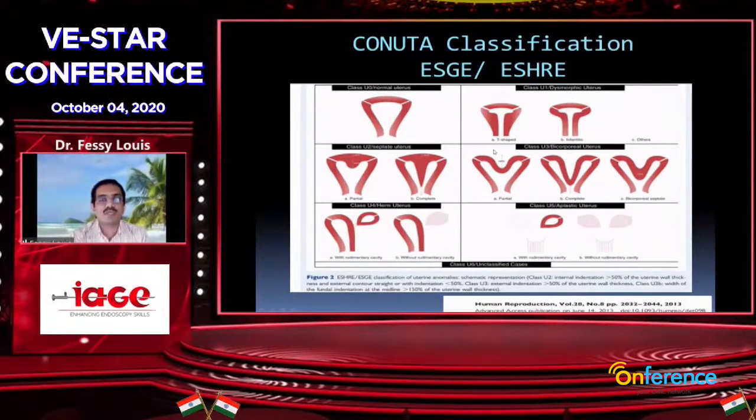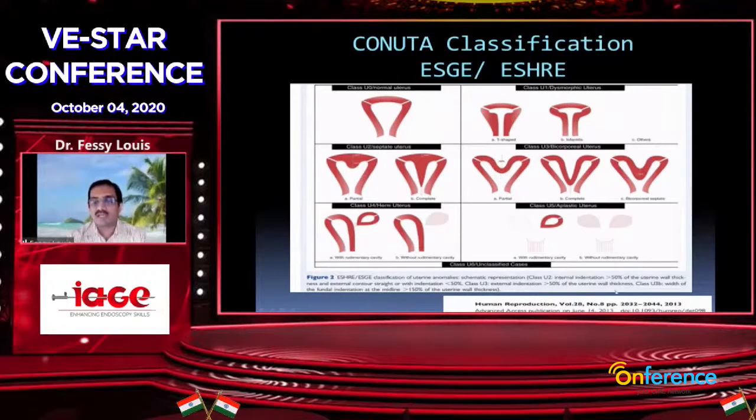So what you have to note is that it is a simple one where it is U0 if it is a normal uterus, U1 if it is T-shaped or infantile type, U2 if it is a septum, and that is U2 if the internal indentation is more than 50% of the uterine wall thickness, with the external contour straight or with an indentation less than 50%. But if the indentation is more than 50%, you can see here, it is the U3.